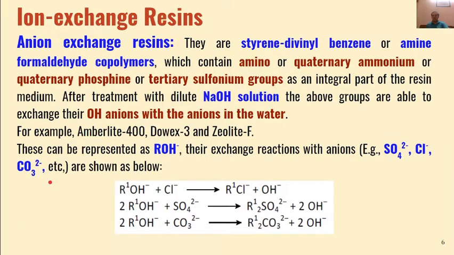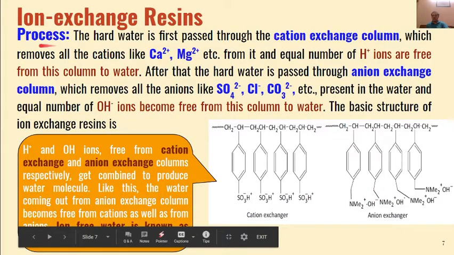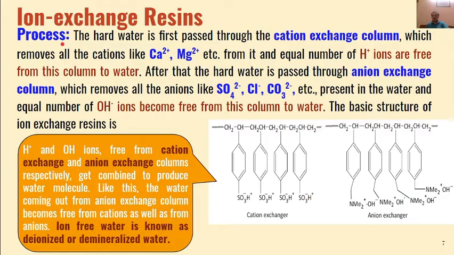So these are the three reactions which will take place. The resin will react with the chloride ions. These chloride ions will get attached to the resin, and OH negative will be sent to the water. Then sulfate ions will get attached to the resin. Similarly, carbonate ions will get attached to the resin, and OH ions will be exchanged into the water. So this is how the reaction takes place.